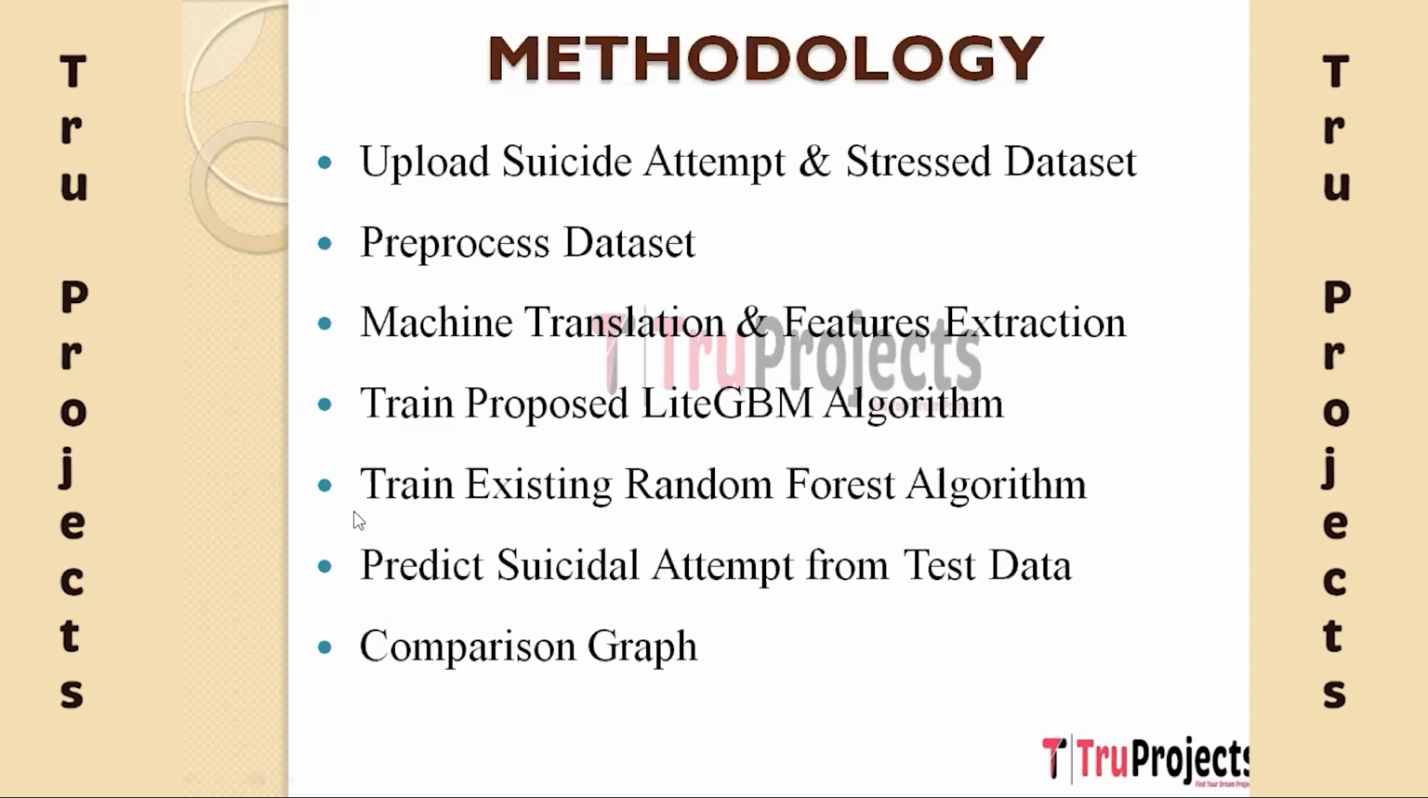The next module is Train Existing Random Forest Algorithm. The existing random forest algorithm, another machine learning approach, is trained on the same dataset. The random forest algorithm constructs multiple decision trees and combines their predictions to improve accuracy and prevent overfitting. In this project, it is used as the benchmark for comparing the performance of the proposed LightGBM algorithm in identifying individuals with suicidal thoughts.